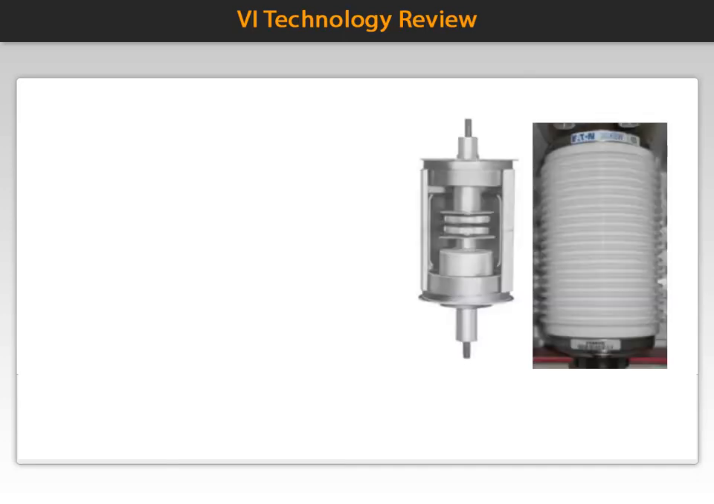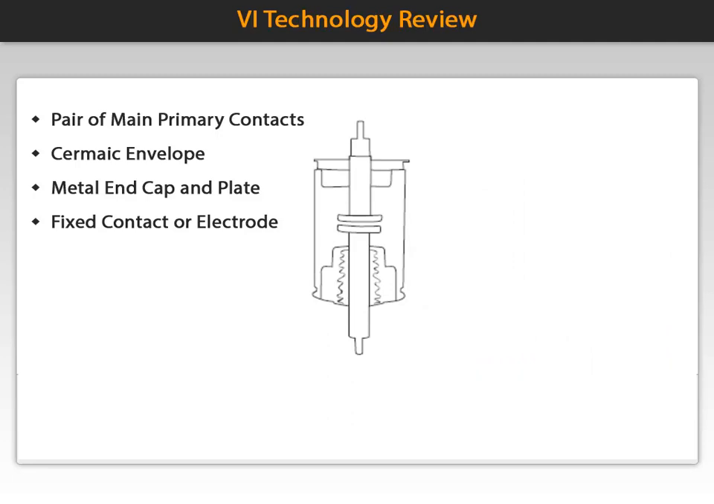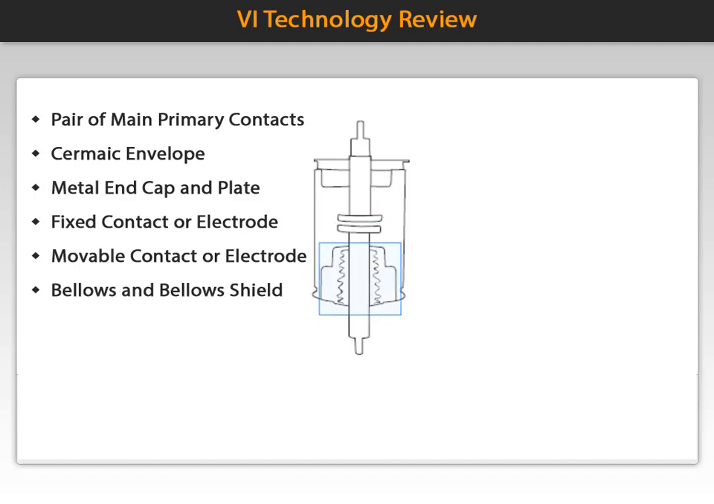The bottle consists of two primary contacts enclosed in a vacuum-type envelope made of ceramic material. Each end is sealed with a metal end cap and end shield. Inside the envelope are two contacts, sometimes called electrodes, one fixed and one movable. The movable electrode travels through a bellows connection which is covered by a shield.